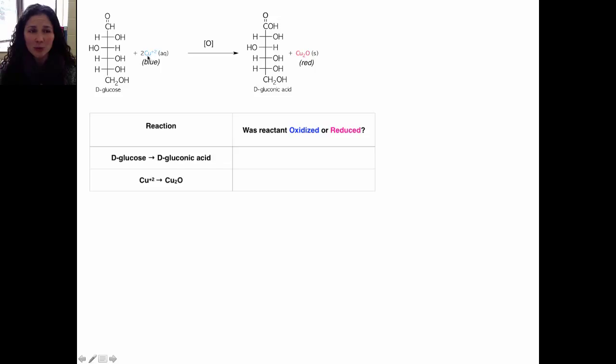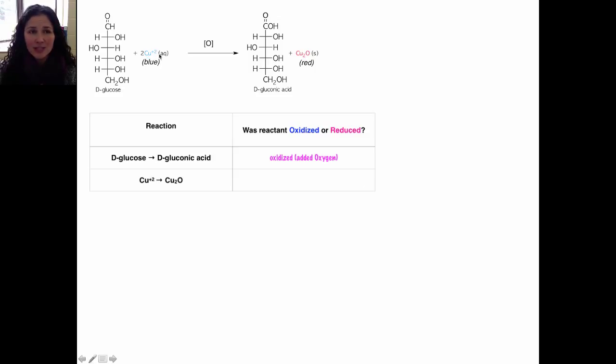When I want to determine whether copper has been oxidized or reduced, I need to follow charge. In this case, you're going to apply both sets of rules for determining oxidation or reduction. You have to apply the organic rules to D-glucose and the inorganic rules to copper 2. D-glucose to D-gluconic acid, there is a gain of an oxygen atom and a gain in the bonds between oxygen and carbon. Therefore, D-glucose has been oxidized.